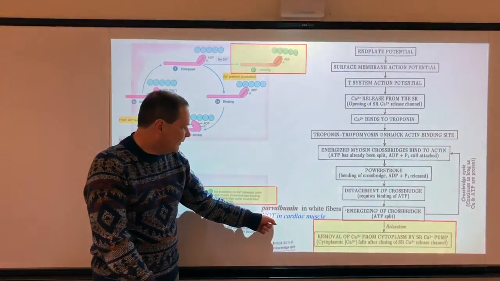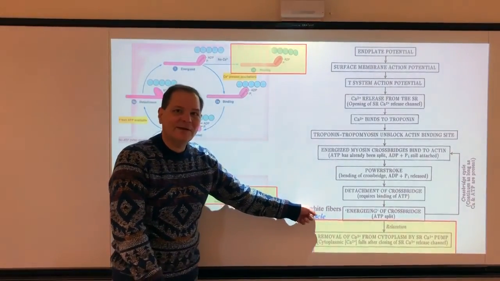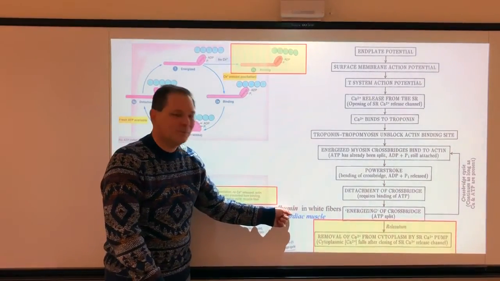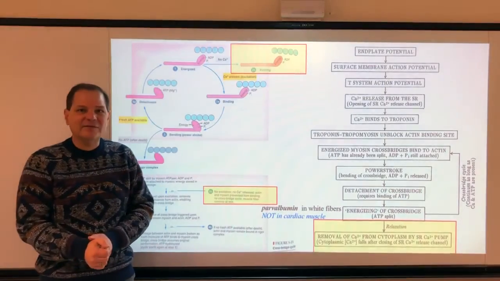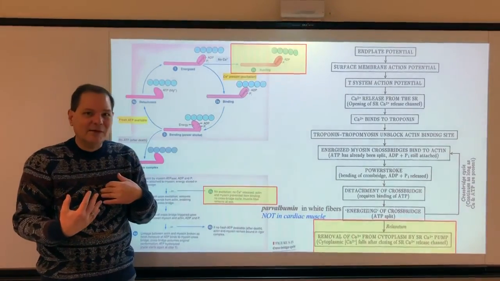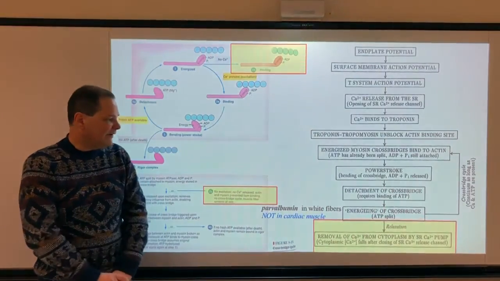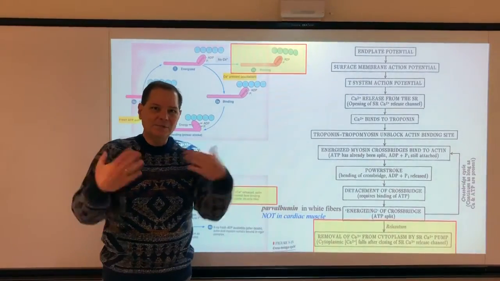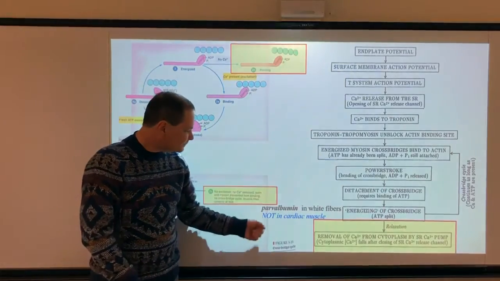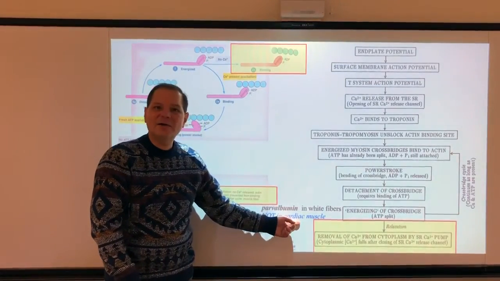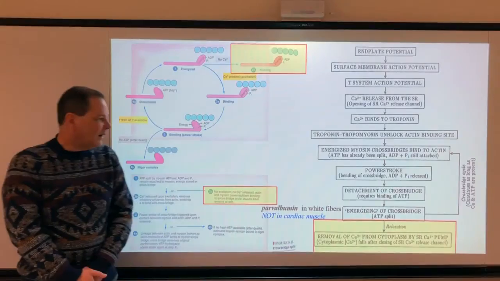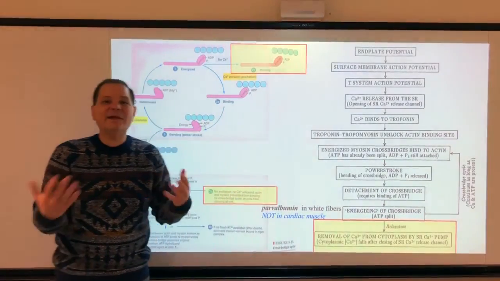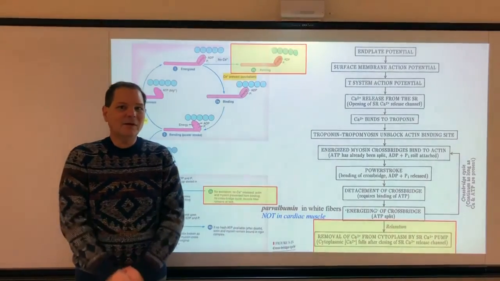And in white fibers, which we're going to talk about in a minute, the type 2 fibers, in addition to that, you have a protein called parvalbumin, which actually binds calcium, and that helps bring calcium down as well and cause relaxation. It actually happens quicker in these fibers because of the presence of parvalbumin, bringing the calcium down and binding it. This is not in cardiac muscle. It does help remove free calcium from the cytoplasm. It brings the free calcium down more quickly.